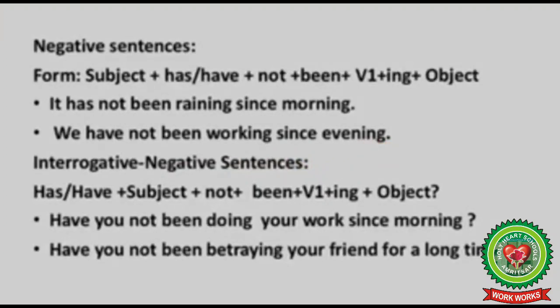So interrogative negative sentences start with has or have plus subject plus not plus been plus first form of the verb plus ing plus object, followed by a question mark. So, have you not been doing your work since morning? Have you not been betraying your friend for a long time?